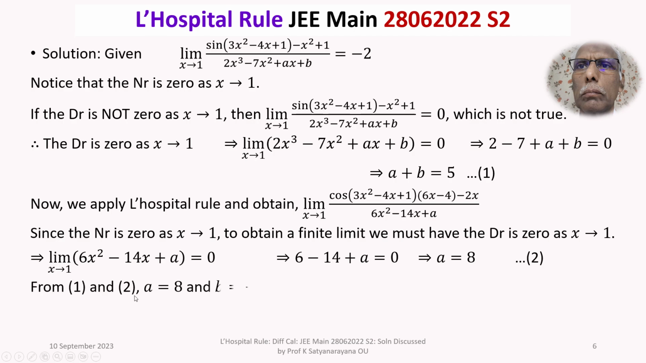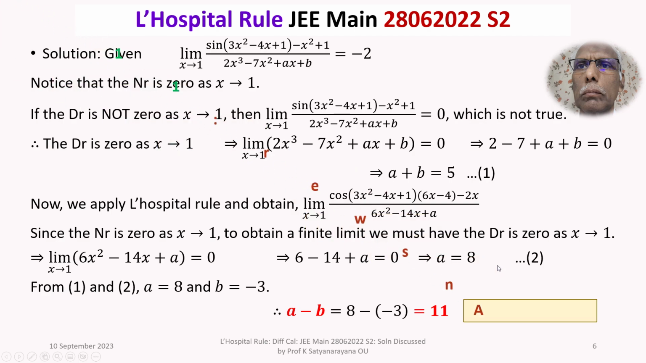So from 1 and 2, we get a = 8 and b = −3. We want a − b. That will be 8 minus of minus 3, that is 8 + 3, that is 11. So the answer to this question is 11.